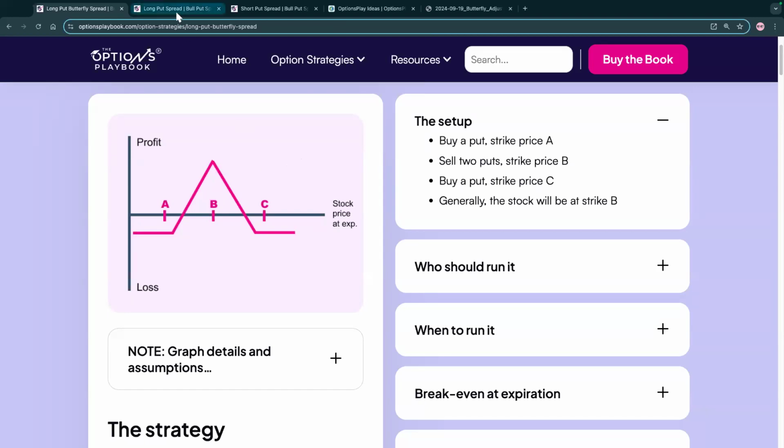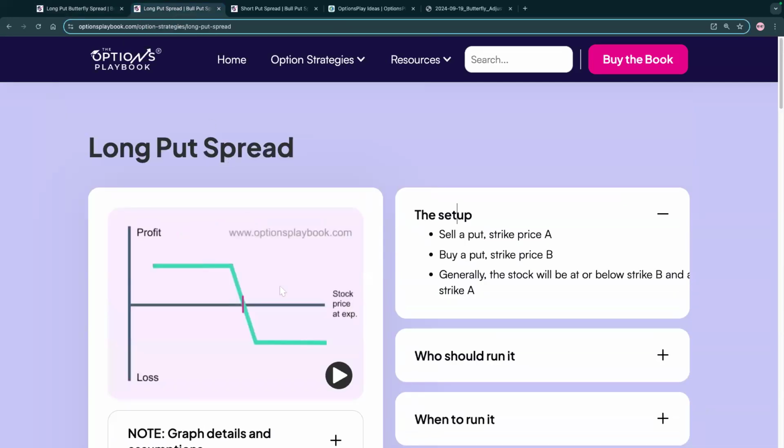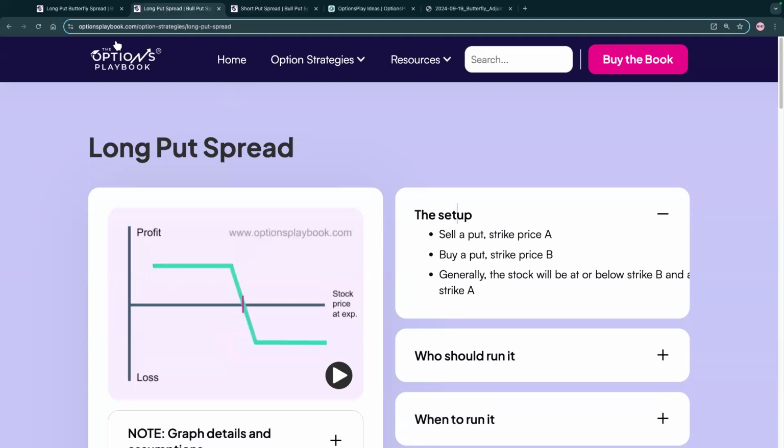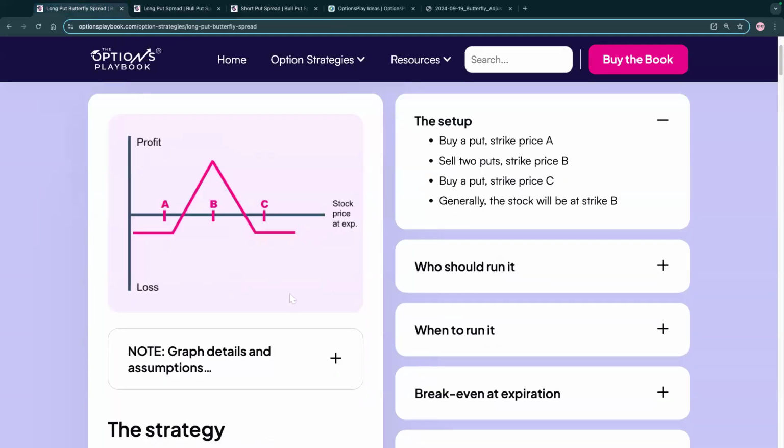So I'm going to click on those. Basically, a butterfly is a combination of a long spread and a short spread. This line gets offset by this line, and you come up with a long butterfly. Now, why am I showing you this? I can tell from the questions that everybody asking has a pretty good feel for what a butterfly is. But the reason I'm bringing this up is because this is going to be our modification on the butterfly.